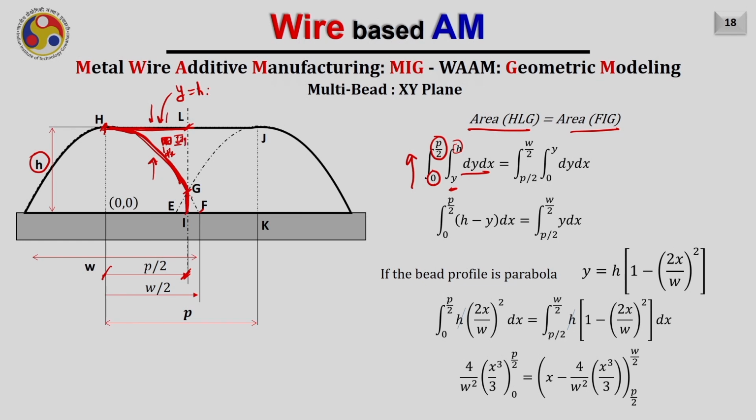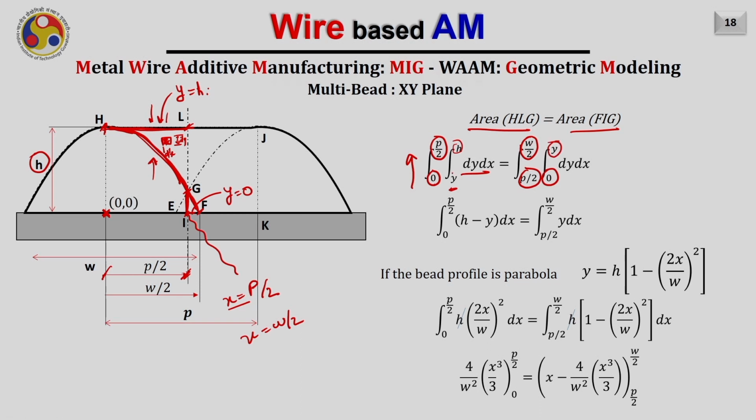Now in a similar fashion I can find out the area of this curve as well. In this case I will integrate from this point, that is nothing but P by 2, that is x equals P by 2. I am assuming my coordinate system here at the center of the first bead. So this is x equals P by 2 and this one is x equals W by 2. So integration x equals P by 2 to x equals W by 2, and then integration from y equals 0 to this curve, that is y.